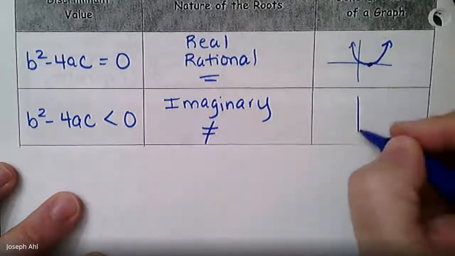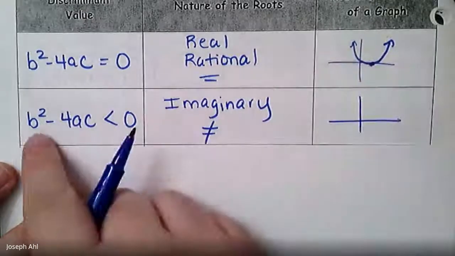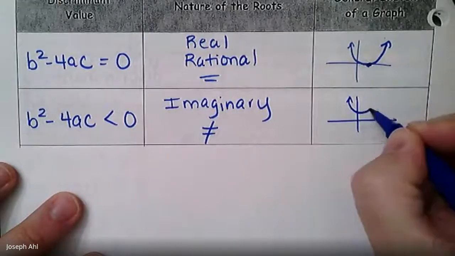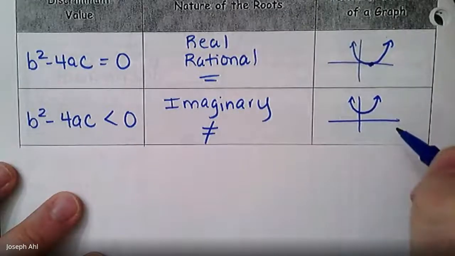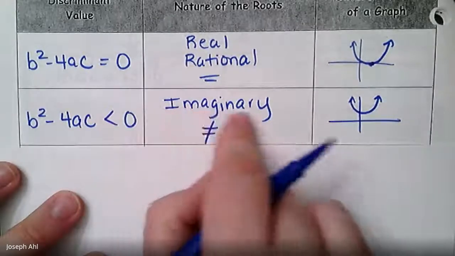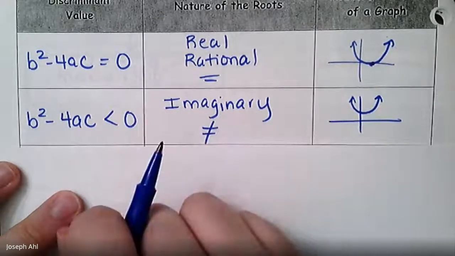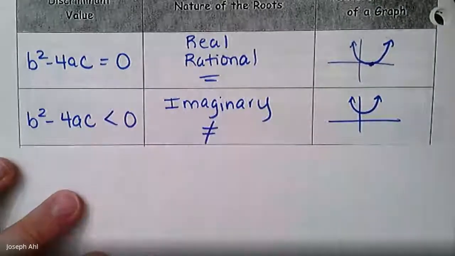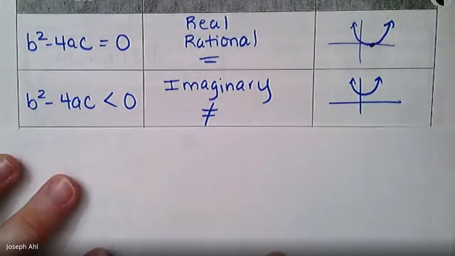So what might a graph look like if we determine the discriminant's negative? What kind of graph might we see? Well, just one that hovers above the x-axis completely. You cannot cross the x-axis ever if you have imaginary roots as your solutions, okay? So just know that we're not going to cross the x-axis at all under those circumstances, okay?